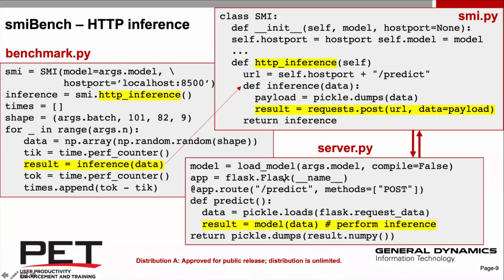For the HTTP case, when this inference call is made, the first thing we're going to do is serialize the payload using Pickle, and then we're going to use the Python request module to post a request to the inference server, which is going to receive the data and deserialize it, and then actually perform the inference and return the results.